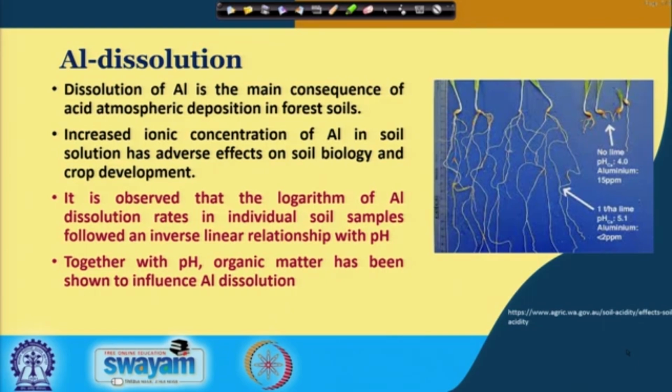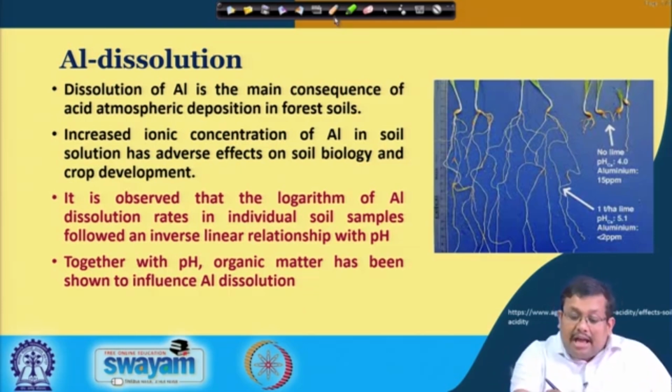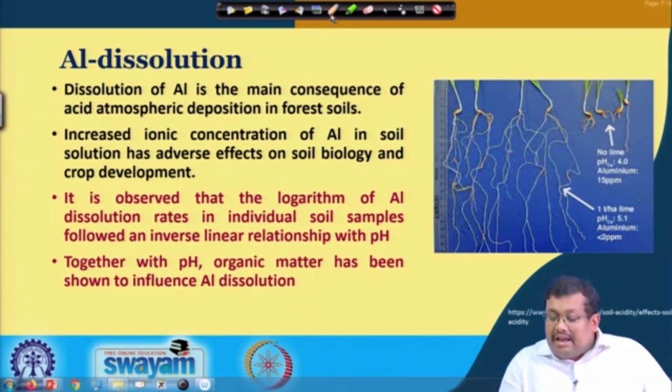soils. So, increase in ionic concentration of aluminum in soil solution has adverse effects on soil biology and crop development. Again, the dissolution of aluminum is the main consequence of acid atmospheric deposition of forest soil. As a result of acid deposition or acid rain, the aluminum activity in the soil solution quite increases, and this increased ionic activity of aluminum has an adverse effect on soil biology and crop development.